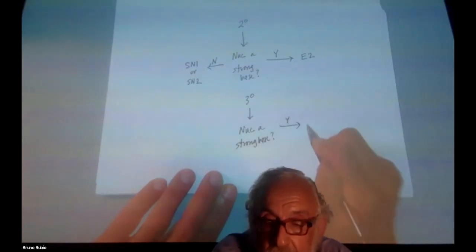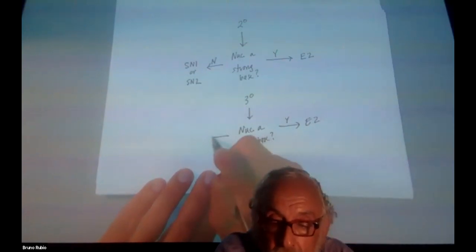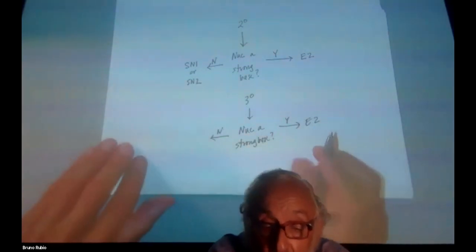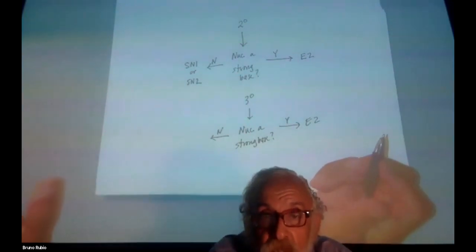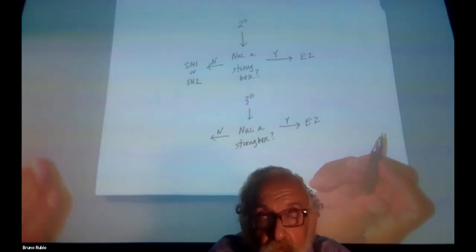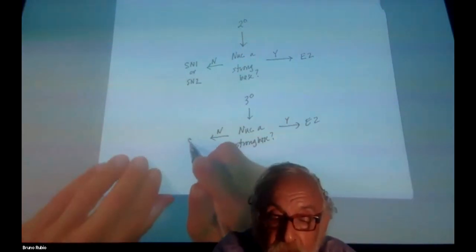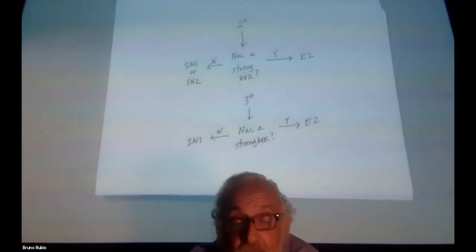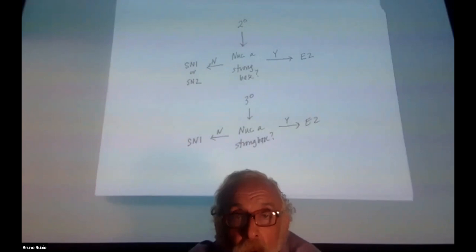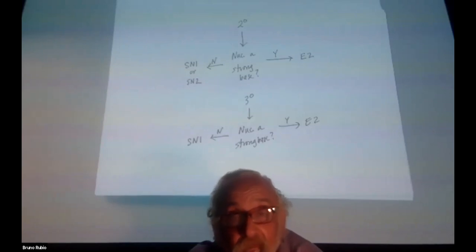If yes, going to get E2. If no, well, it's a tertiary substrate. We never see SN2 on a tertiary substrate, so this is going to be SN1. So you see, for a secondary and tertiary substrate, what you're really looking for is whether that nucleophile slash base is strong or not. If it's a strong base, secondary and tertiary substrates are just too crowded for the nucleophile to get in there.